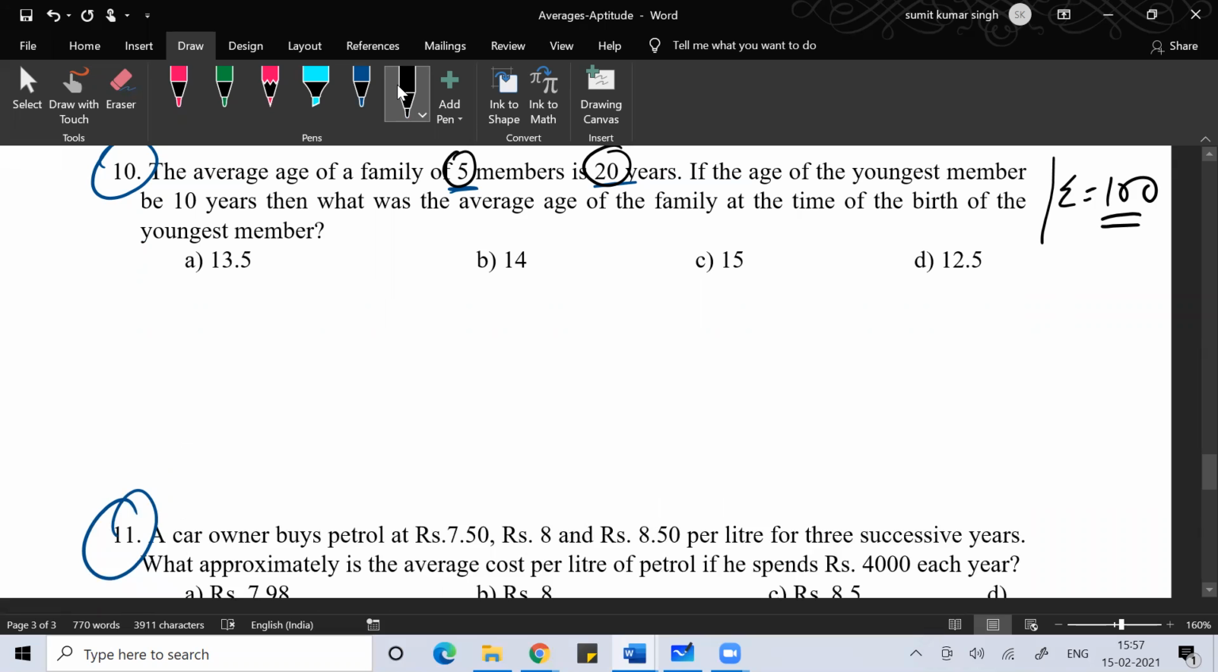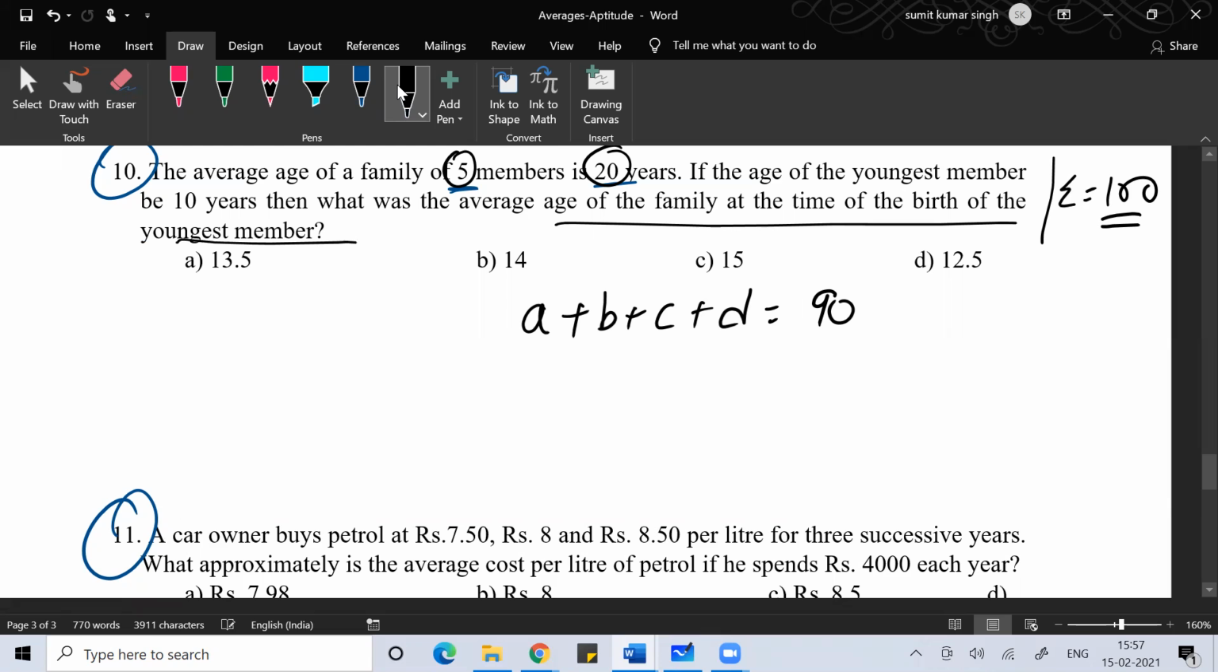Then the age of the youngest member is 10 years. So if I remove the youngest one, then the remaining total age will be 90 years, because the youngest one's age is 10 years. So the remaining 4 members of the family, their total age would be 90 years. What is the average age of the family at the birth of the youngest member?